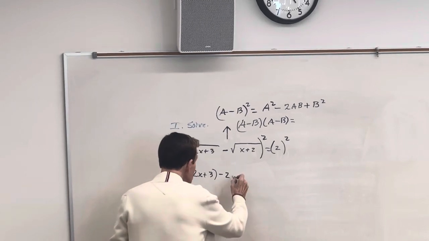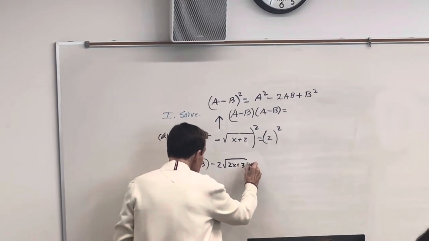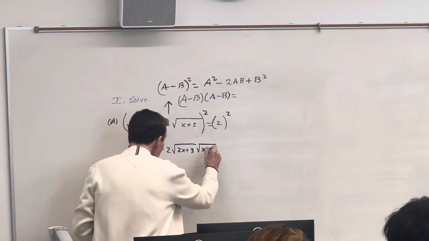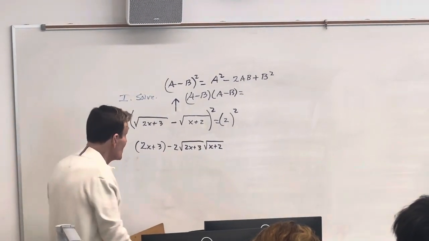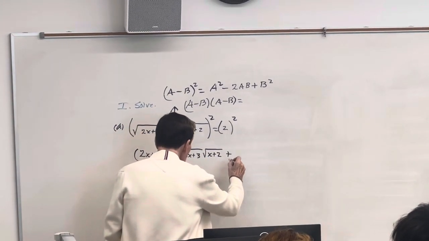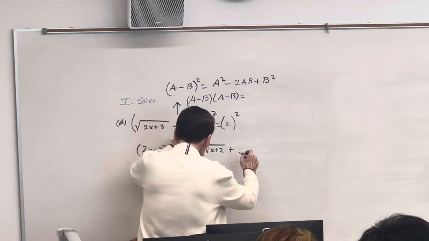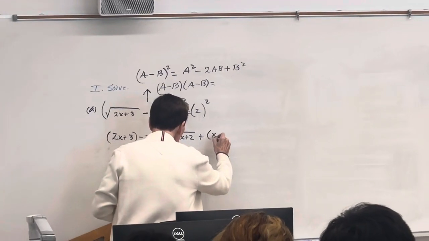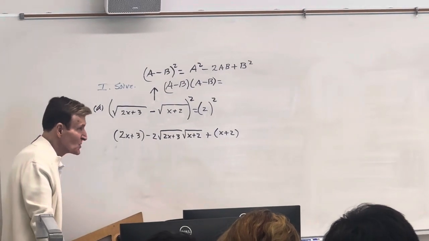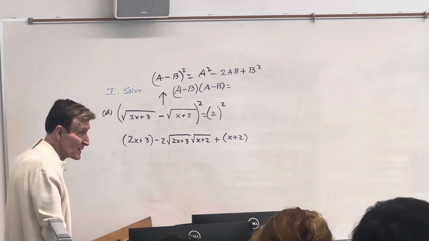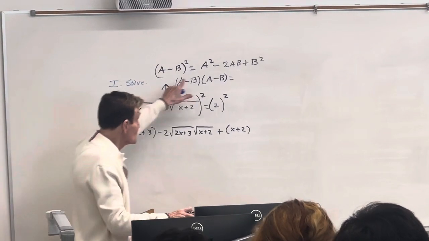Times the square root of 2x plus 3 times the square root of x plus 2. Oh, that's exactly what we're doing here. Is that true? And then plus, then plus? x plus 2. And when you square this right here, the square root drops off and leaves you what? x plus 2. Strange if you do it like that. Is that true, guys? Is that expanded out? Is that strange looking? I applied this rule from middle school.